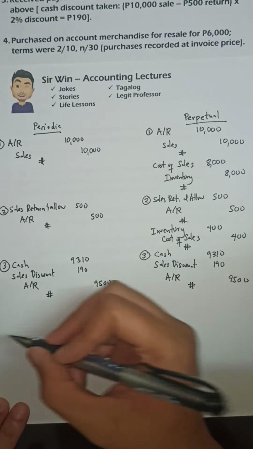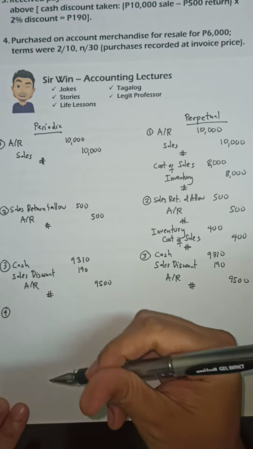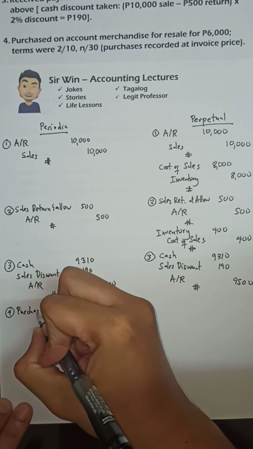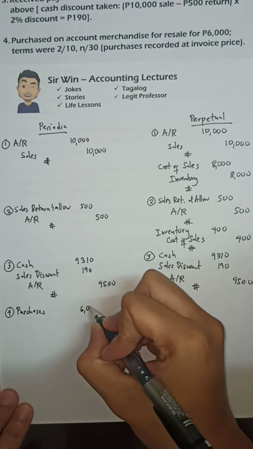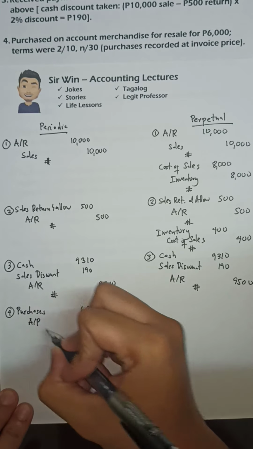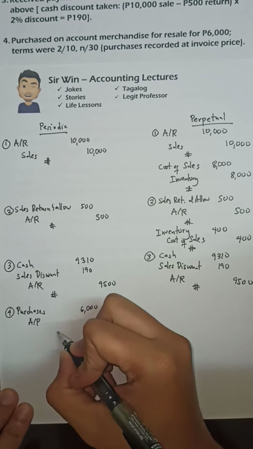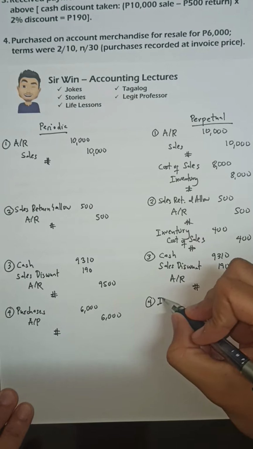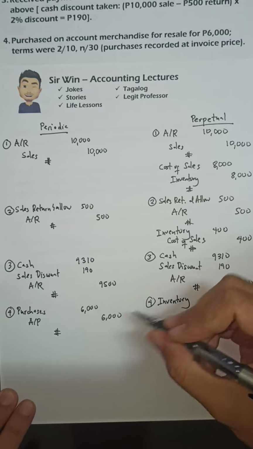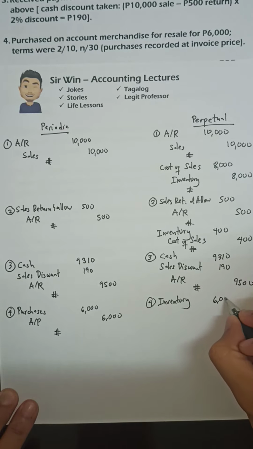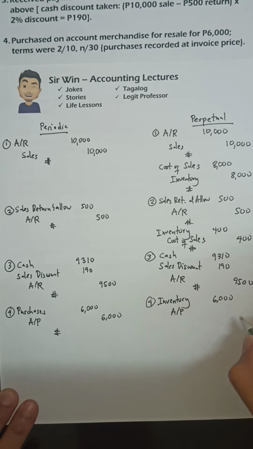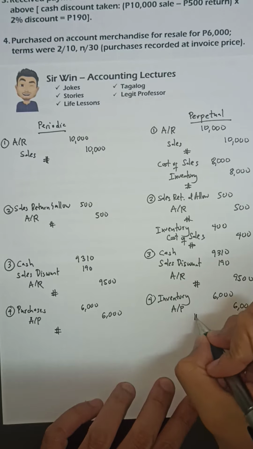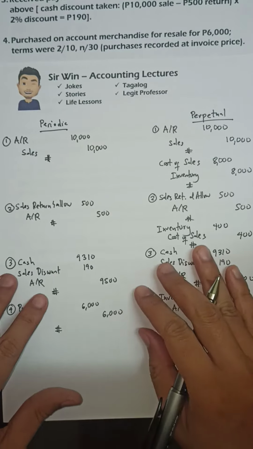So basically, yan na yung amount ng purchases natin. So what will be the entry under periodic method? So basically, we are going to debit purchases amounting to 6,000, and we are going to credit accounts payable also amounting to 6,000. And then, under perpetual, the entry would be debit inventory, kasi nga hindi tayo nagme-maintain ng purchases account, amounting to 6,000. And we are going to credit accounts payable, amounting to 6,000. Kasi nga, diretso na minomonitor natin ang inventory account, kaya maaari natin siyang gamitin directly.